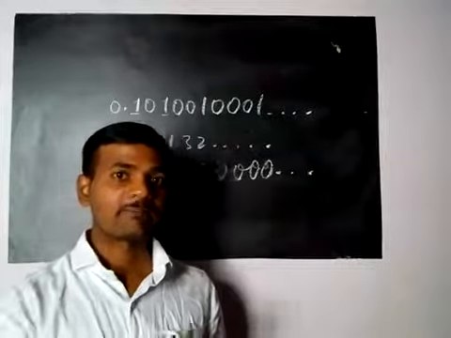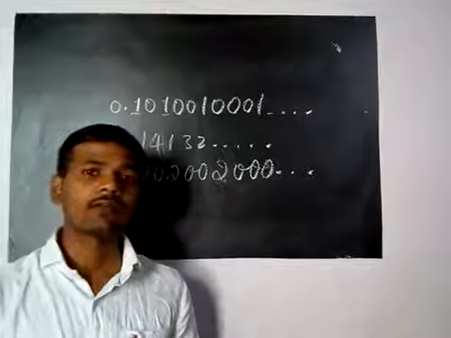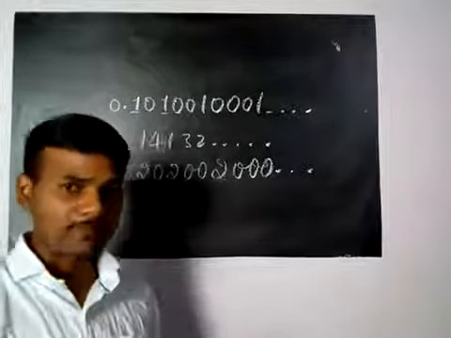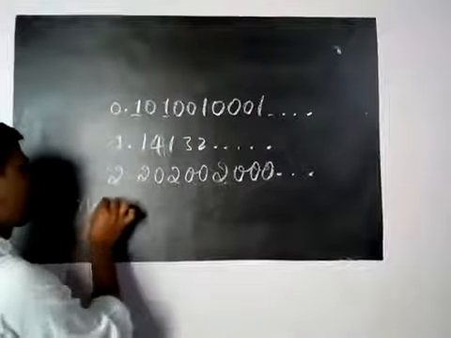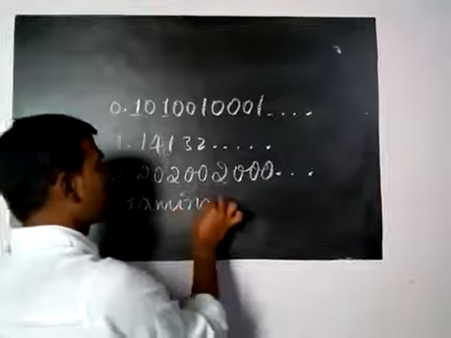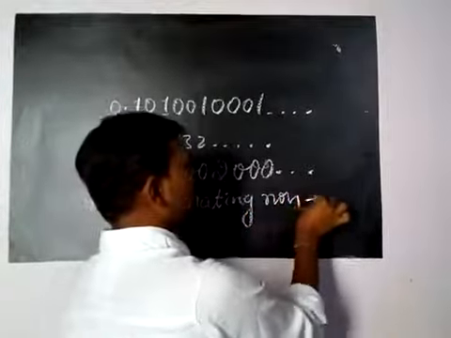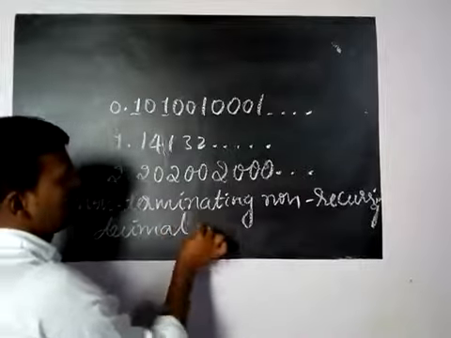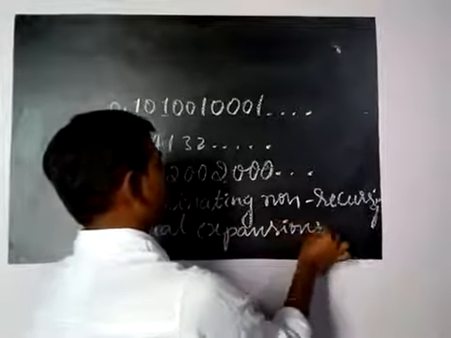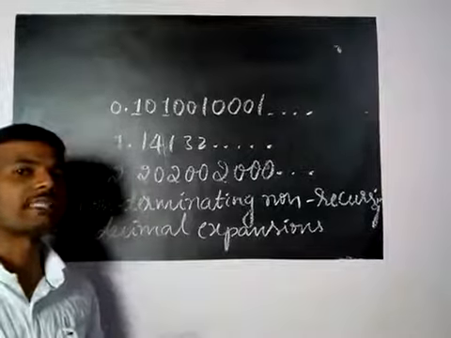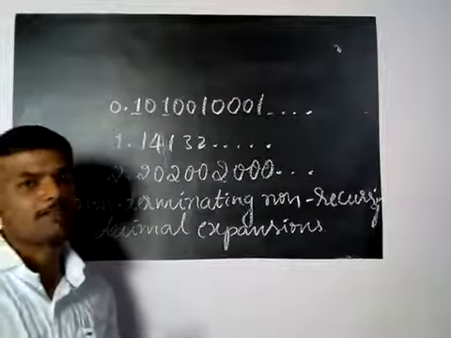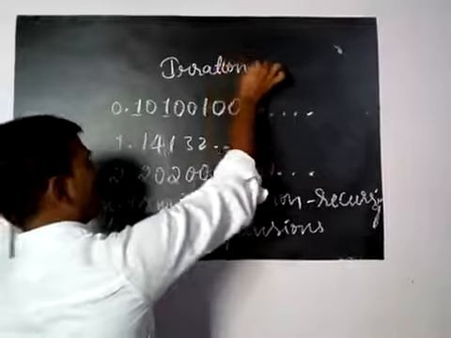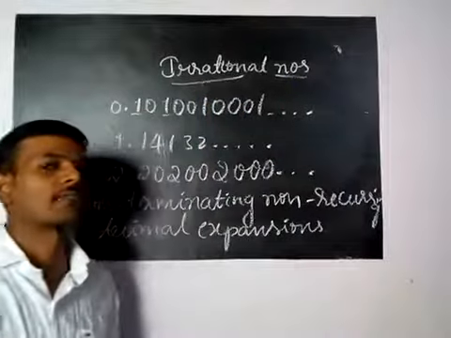So these are real numbers, but their decimal expansion does not end and the digits also do not repeat. These kinds of decimal expansions are known as non-terminating, non-recurring decimal expansions, and these numbers are known as irrational numbers.